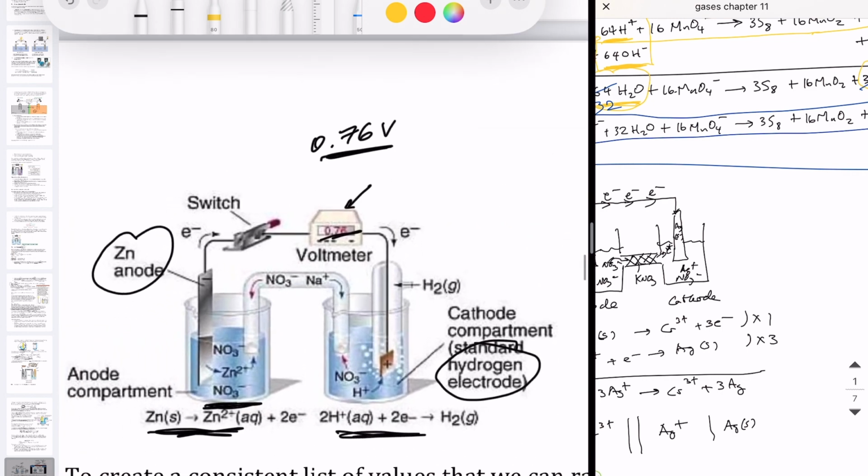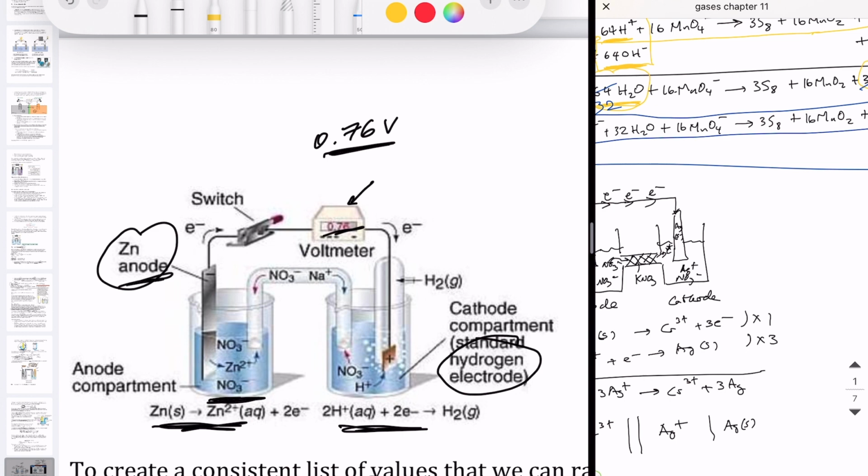For zinc earlier, when we did the reaction, the zinc served as the anode. But now, again, we want to make it consistent. We want to say that the hydrogen electrode should always be the anode. So if I assume that the hydrogen electrode is the anode, I want to think about how the voltage will be when the electron is flowing the opposite way.